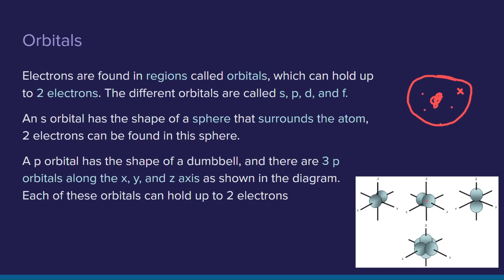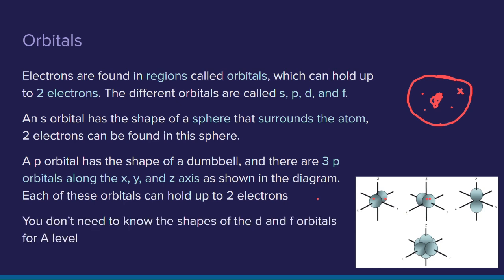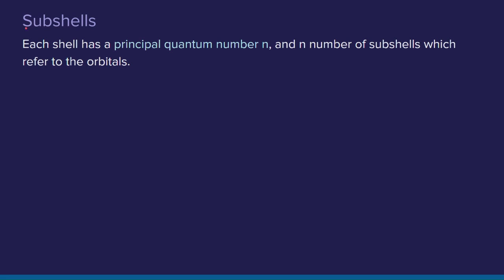And then a p orbital has the shape of a dumbbell, apparently. There are 3 p orbitals along the x, y, and z axes, as shown in this lovely diagram. Each of these orbitals can hold up to 2 electrons. So there could be an electron here, maybe they're both here. That's just an area of probability, and these orbitals are about 95% accurate. And then there are the d and f orbitals. You don't need to know their shapes, but you need to know about them. You don't need to know their shapes because they're too complicated and it won't show up on the test.